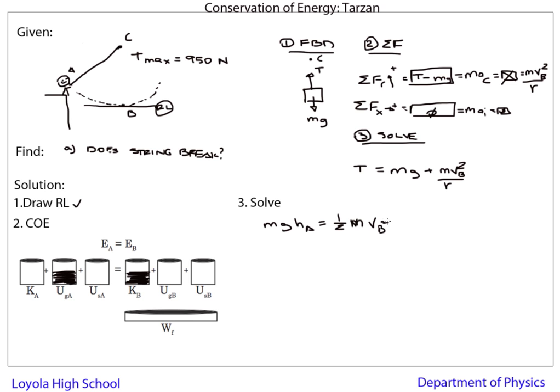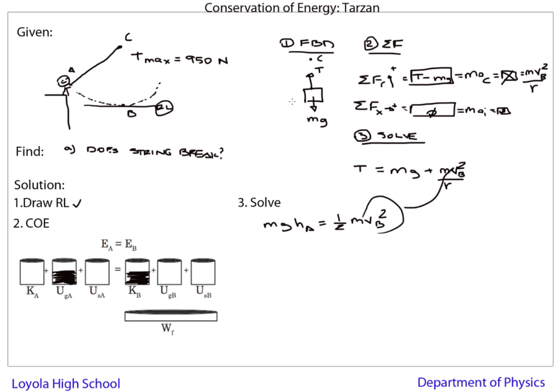If I solve for v_b, actually, I can just solve for v_b squared and plug it back in there. Once I calculate the tension, then I can compare it to the original 950 to determine if the string will break. The later parts of the problem ask at what point will it break.